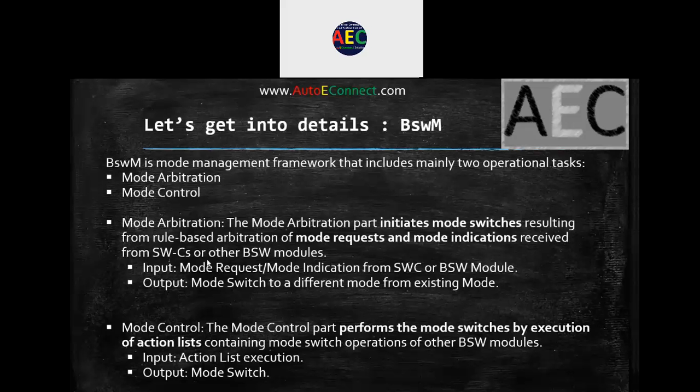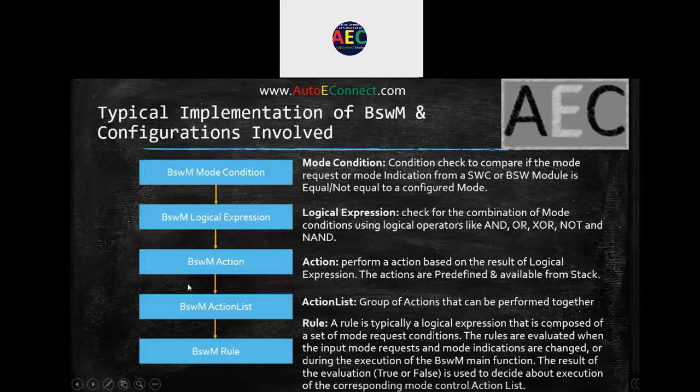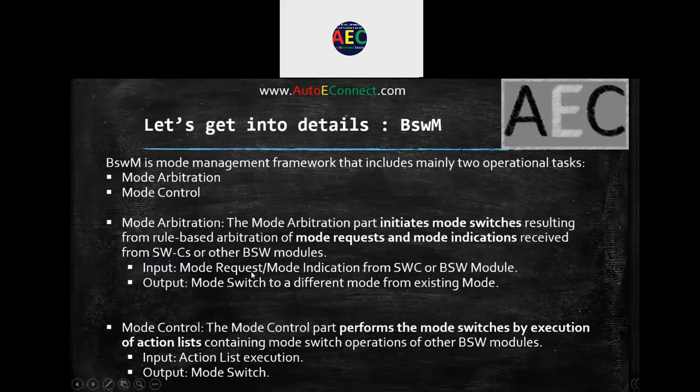So first thing, like we discussed, the mode arbitration. Here when we talk about the mode arbitration, the input will be the mode request or mode indication from the software component or a BSW module. Software components generally will request the BSW modules to switch from one mode to another mode. Okay, I can tell you an example. When you talk about LIN communication and you want to switch from one LIN schedule to a different LIN schedule, this LIN scheduling request from the application will be given to the LIN module, LIN SM, with the help of BSWM.